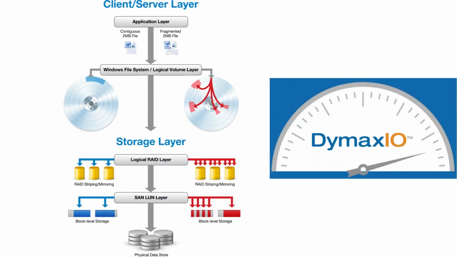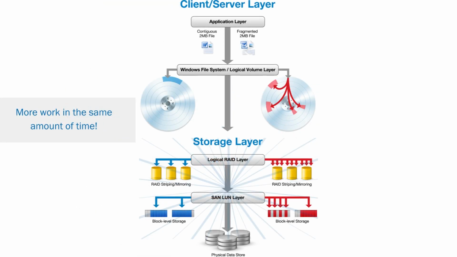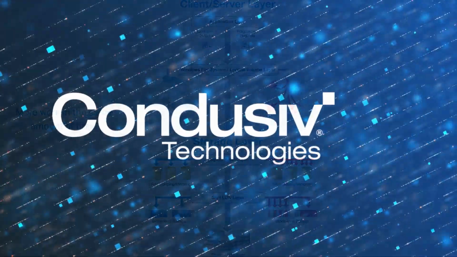In fact, Dymax.io from Conducive Technologies has a specific type of technology called IntelliWrite that allows us to locate these large chunks of free space and use those instead of allowing Windows to split the file into multiple pieces. So if we can make a file be written in a larger contiguous area, then the file no longer becomes fragmented, issues the fewest number of I/O requests, which makes then the underlying storage more and more efficient. Therefore, the data that comes back to the user is faster, and you can do more work in the same amount of time.